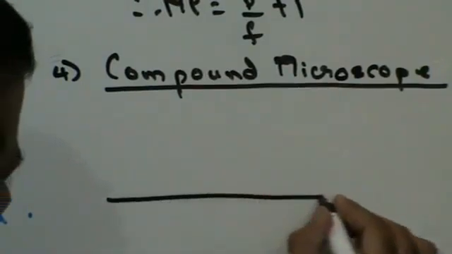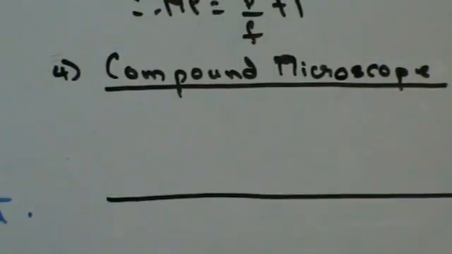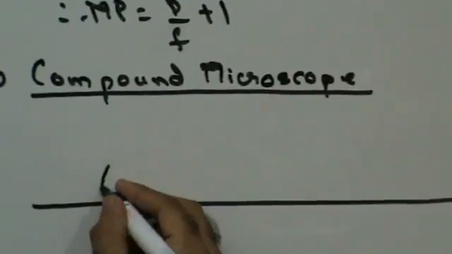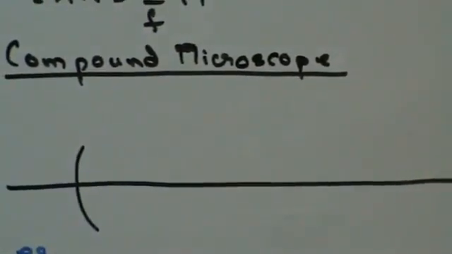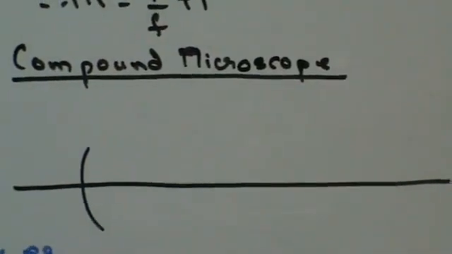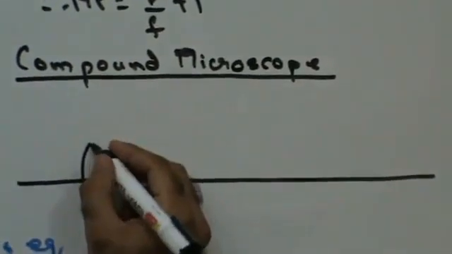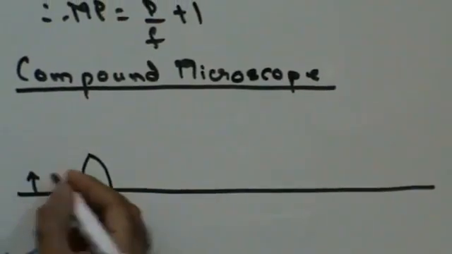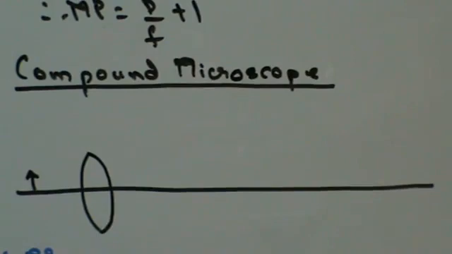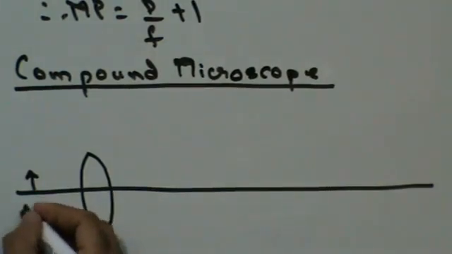Compound microscope, principal axis, right? You're going to have two lenses here. One is going to be your eyepiece and one is going to be your objective. This is your objective. The objective is smaller here. The object is placed in front of the objective, right? This is my objective. This is my object AB.